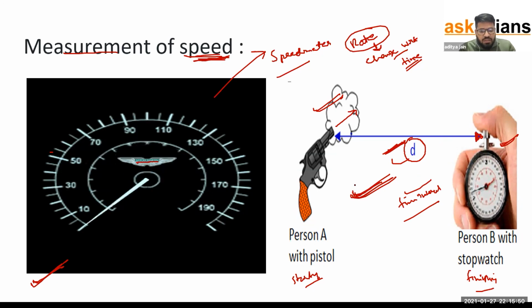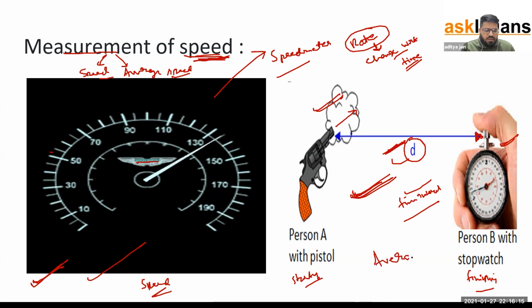Before going into that concept, just be aware that there are two types of speed. One is simple speed and another is known as average speed. We have to bifurcate between average speed and speed. Whatever this speedometer is giving is known as speed. And whatever this setup on the right side is giving is known as average speed.